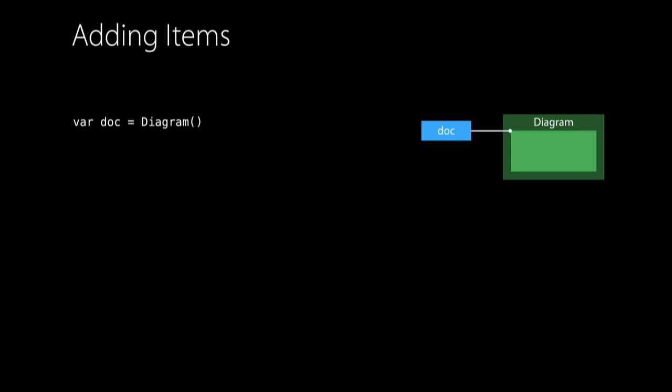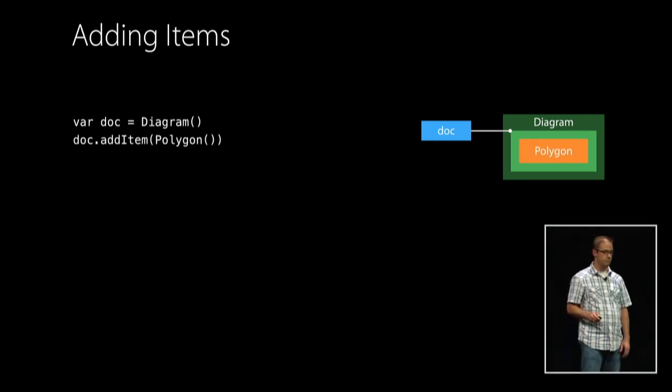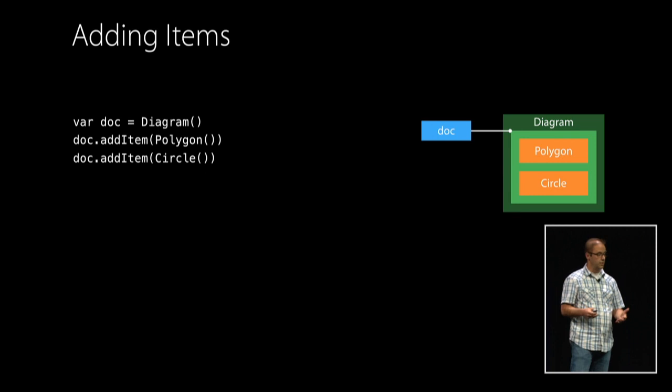So let's take a look at it diagrammatically. We create a diagram called doc. We create a polygon and add that to the array. We create another one, a circle, and we add that to the array. Now our array has two Drawables in it. Notice they're different types.